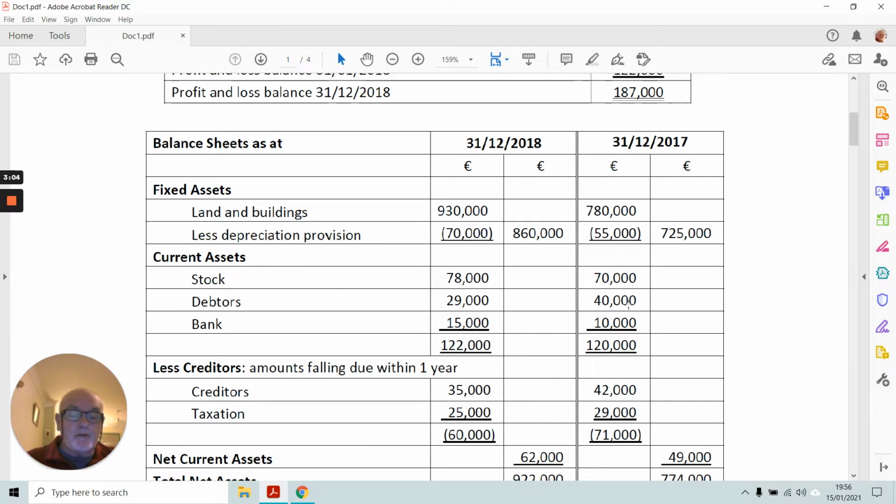Debtors have reduced from 40,000 to 29,000. That means our debtors owe us 11,000 euro less than they did last year. And our bank balance has increased from 10,000 to 15,000.